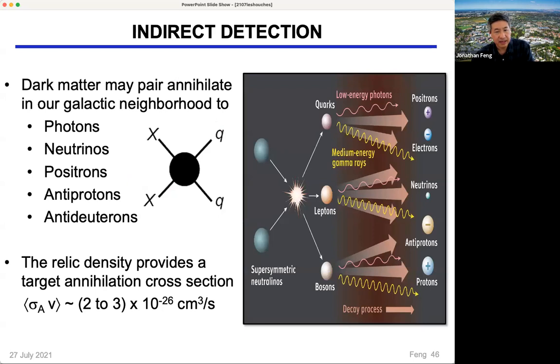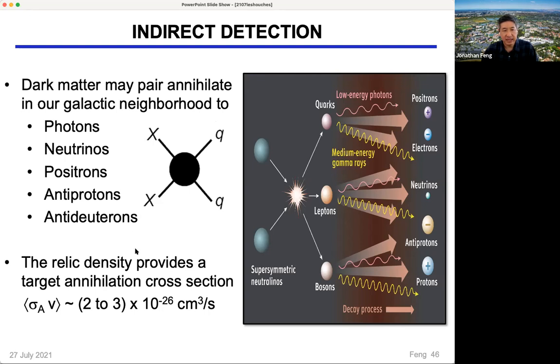Okay, so next is indirect detection. Here you have dark matter annihilating with itself nowadays. This continues to happen. It happened in the early universe. That's what set the thermal relic density. It happens now at a rate that's far too small to really change the thermal relic density, but sufficient that if you have some nice experiments, you can see evidence of this process. And so what are the possible final states? Well, basically everything you can think of. You could make photons, neutrinos, positrons, antiprotons, antideuterons. Of course, you can make deuterons, protons, electrons, but there's a lot of those already in the universe. So we typically look at the antimatter.